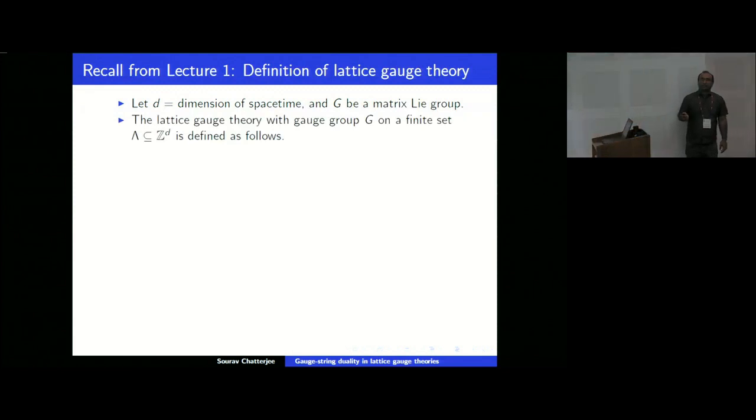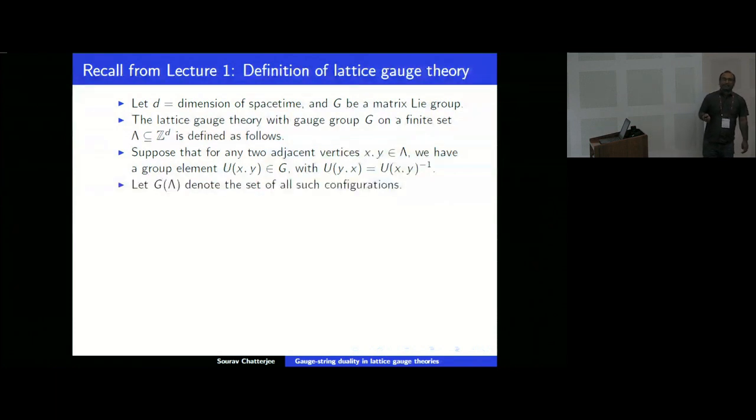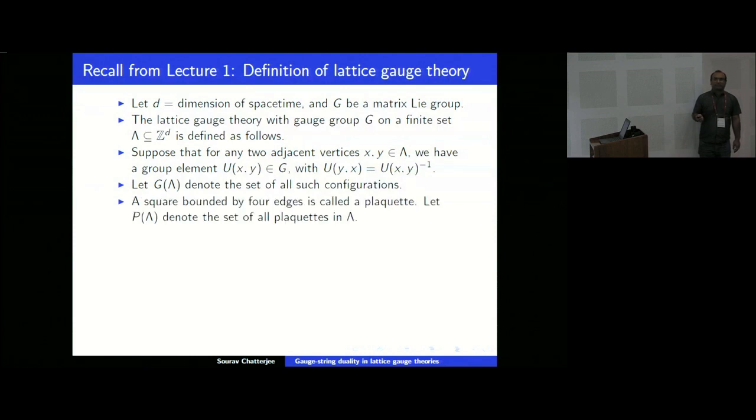And you first define it on a finite subset of the lattice, Z^D, and then you extend it to the full lattice. So suppose that for any two adjacent vertices, you have a group element U_xy with this restriction that U_yx is U_xy inverse. And let G_Λ denote the set of all such configurations, that is, attaching group elements to edges. So let this be the set of configurations.